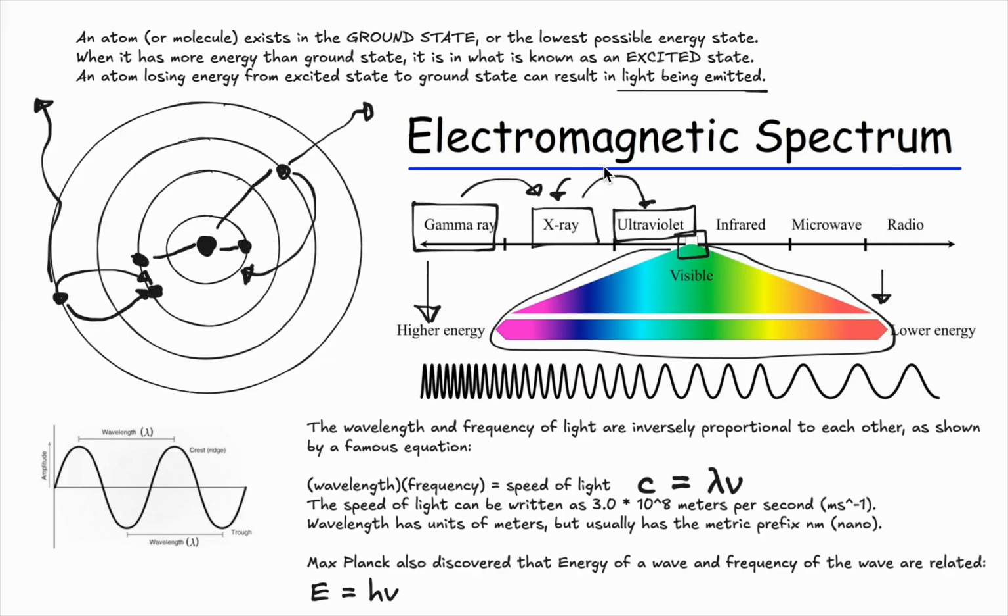So on the left-hand side over here, we have our gamma rays. So our gamma rays have our highest energy, our shortest wavelengths, and our highest frequencies. After that, we move on to X-rays, which have slightly longer wavelengths, as you can see over here, slightly lower frequencies, and they have lower energies as well. And so on, this pattern continues.